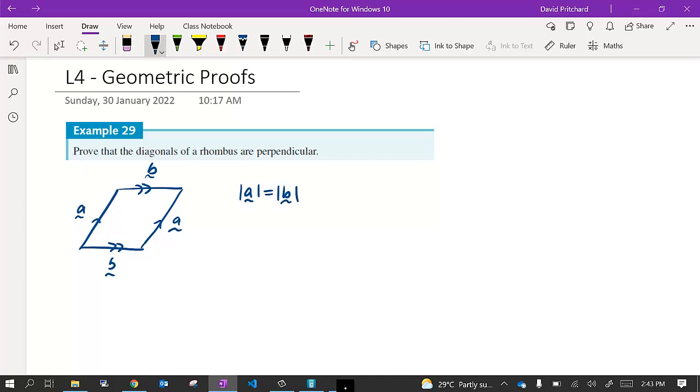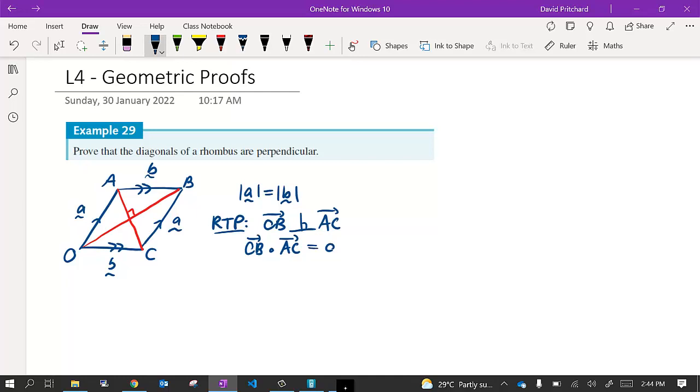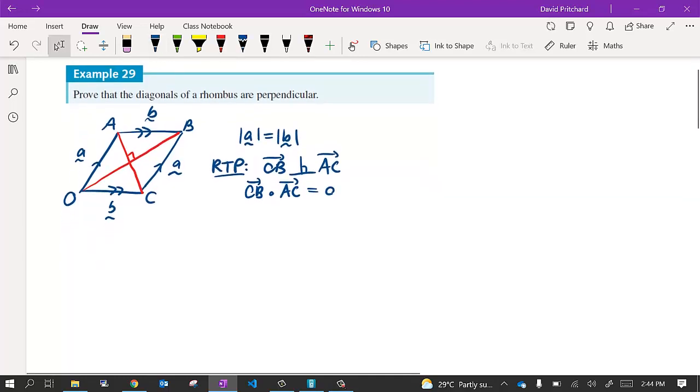All right, so we're trying to prove that the diagonals are perpendicular. So really my RTP statement is, and I can choose whichever diagonals I want, let's say this is OABC. We're going to try and prove that OB is perpendicular to AC, which means what we're really trying to do is show that the dot product of OB and AC is equal to 0. So with that in mind, we can now start working forward.